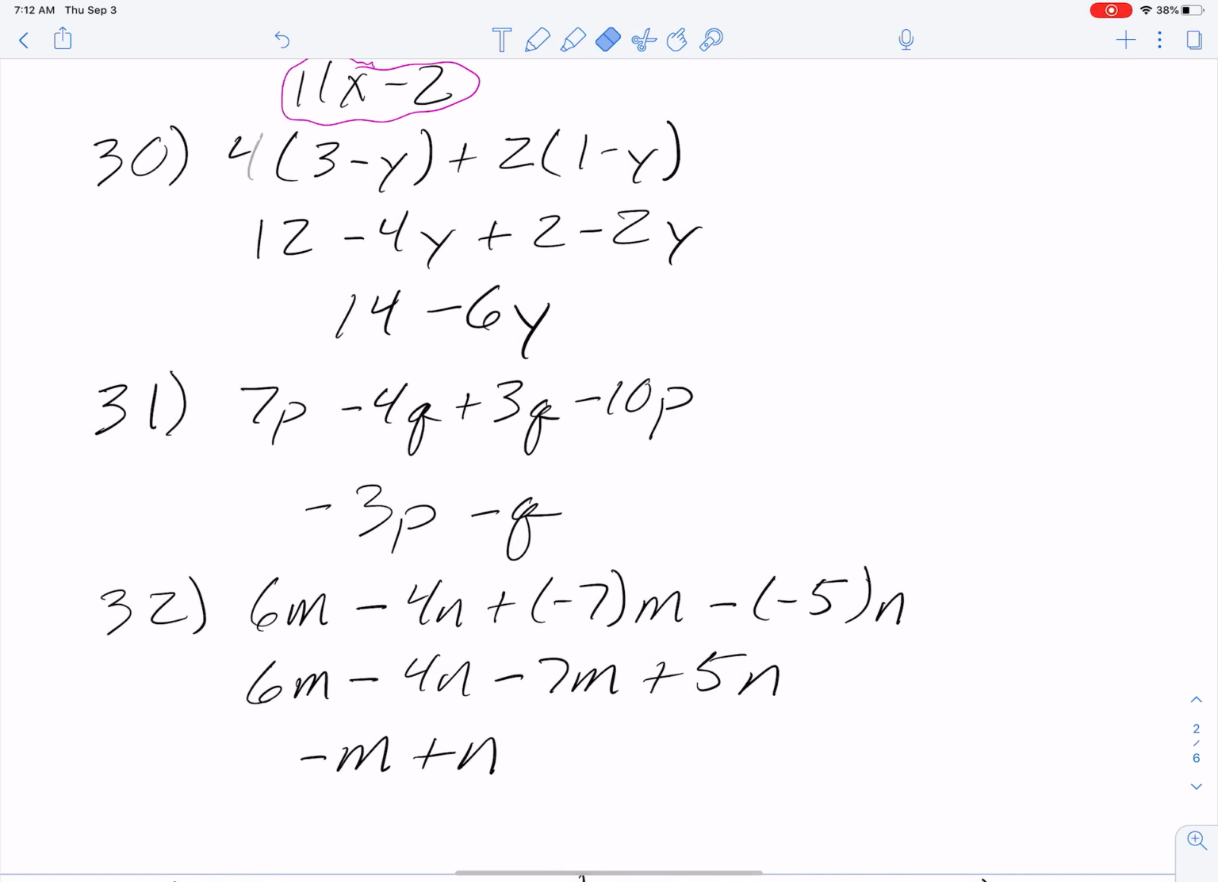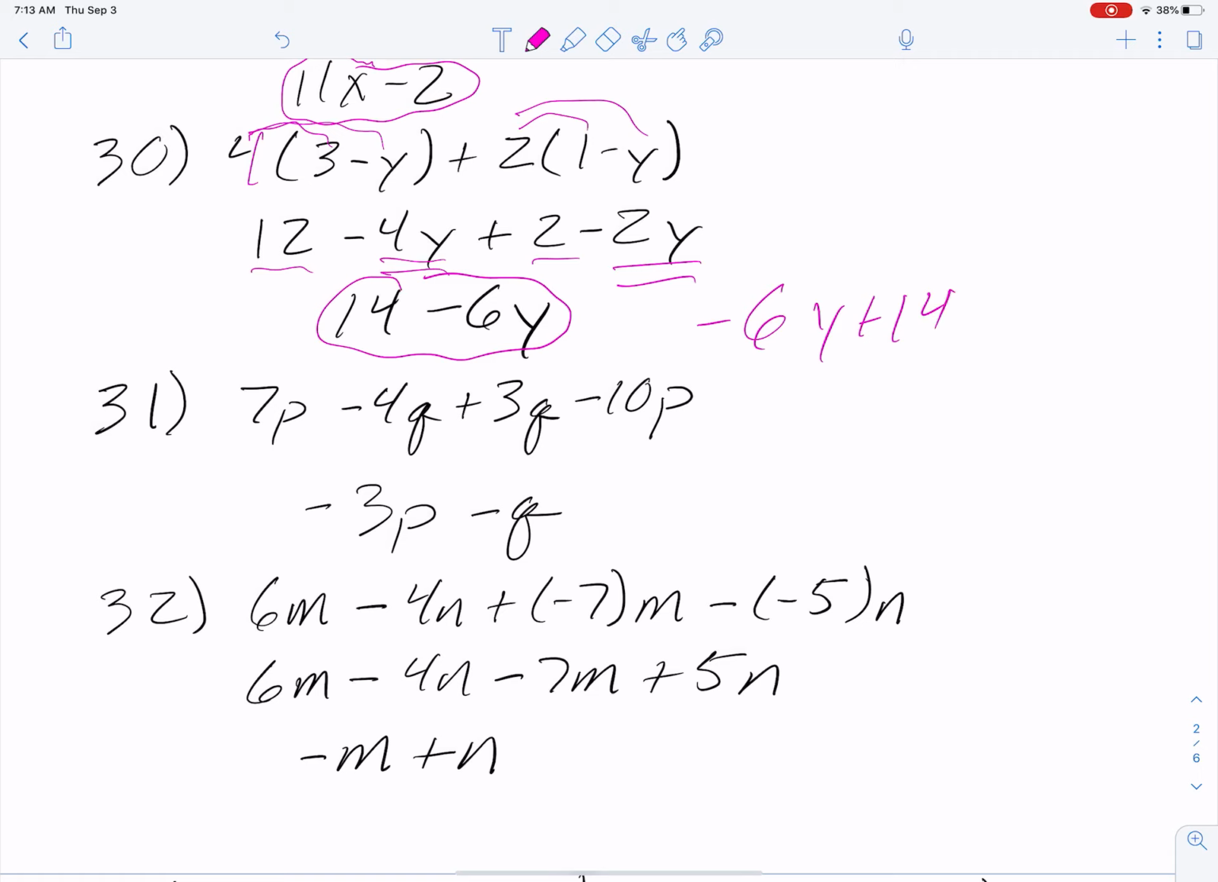Continuing this pattern, I distribute my 4 to my 3 minus y, gets me 12 minus 4y. Distribute my 2 to my 1 minus y, gets me 2 minus 2y. And then again, I combine my like terms. 12 plus 2 gets me 14. -4y minus 2y gets me -6y. Some people do prefer to have their variable in the front, so if you had written it the other way around, that would be totally acceptable as well.